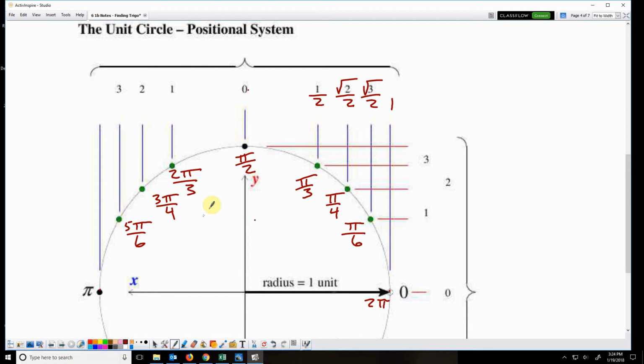It works the same way going left. So right here, x is 0. First position, second position, third position, and fourth position to the left. First position left is 1 over 2. Second position left is root 2 over 2. Third position left is root 3 over 2. And the fourth position to the left is 1. Except that all of these, since they're left, are negative.